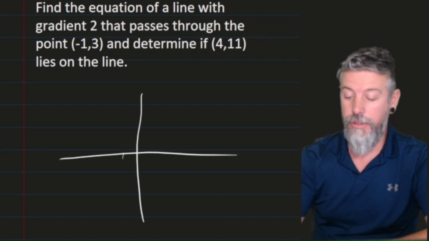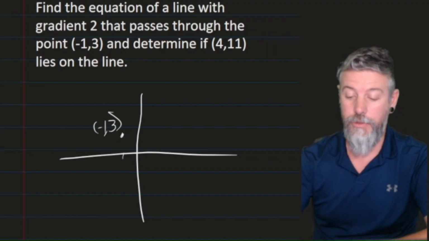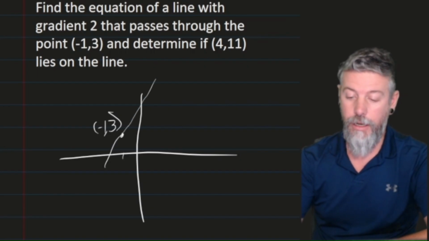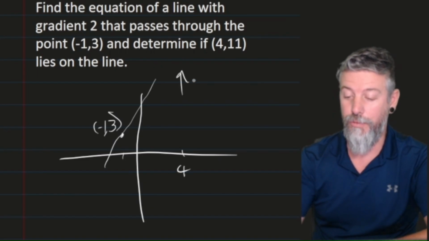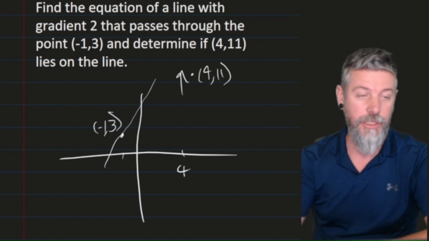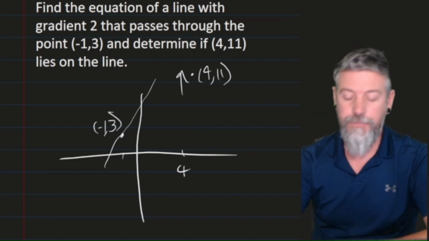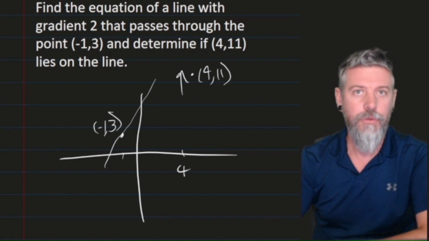We know that this goes through (-1, 3). We know that it has a gradient of 2, so it's going uphill like this. And then later on, we're going to determine whether or not it's going through (4, 11). (4, 11)'s way off my graph. Often you'll find that that will happen, and you need to be checking whether that point up there goes ahead and lies on this line.